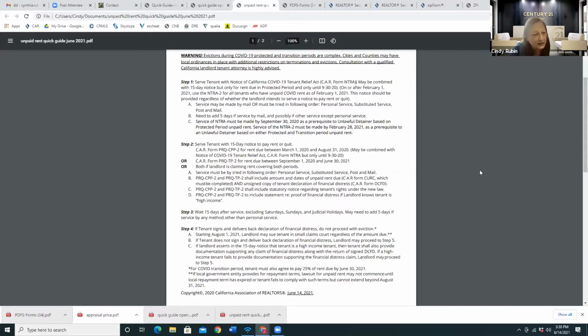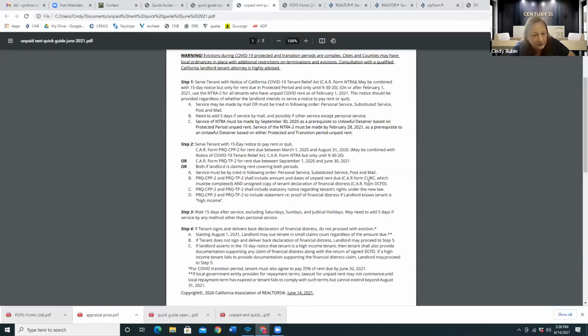So if they didn't pay rent at all during COVID from the very beginning of March, or sometime between March and August, and they still did not pay rent once we hit September, then you could serve both notices. But they have different ways of going at it, so you have to serve both. Okay, same thing with service: personal service, substituted service, post and mail. But you can't just mail. The other one allowed you to just mail. This one does not. Okay, they shall include the amount and dates of unpaid rent.